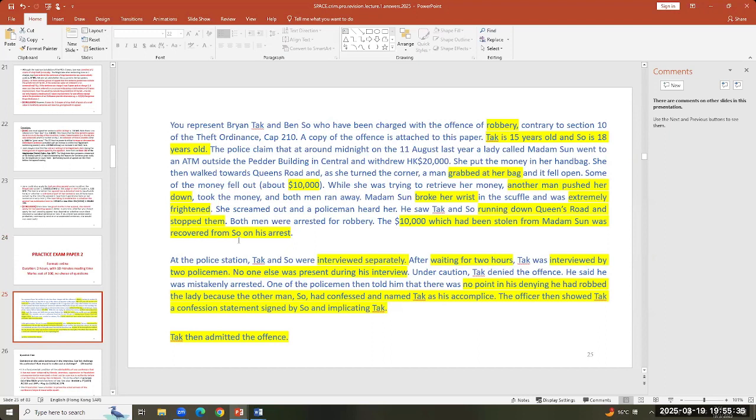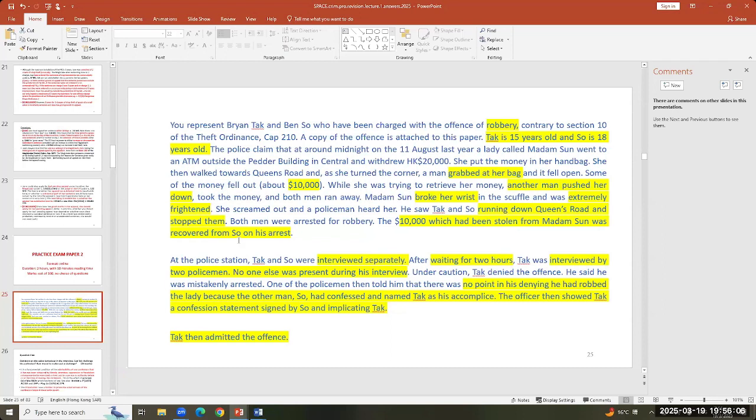The police say that a lady, Madam Sum, around midnight, went to the ATM, withdrew $20,000, and put the money in her bag. A man then grabbed at her bag and $10,000 fell out. Another man pushed her down, took the money, and they ran away. She broke her wrist and was extremely frightened. She screamed, and a policeman saw Tack and So running down the street and stopped them. They were arrested for robbery. The $10,000 which was stolen was then recovered.